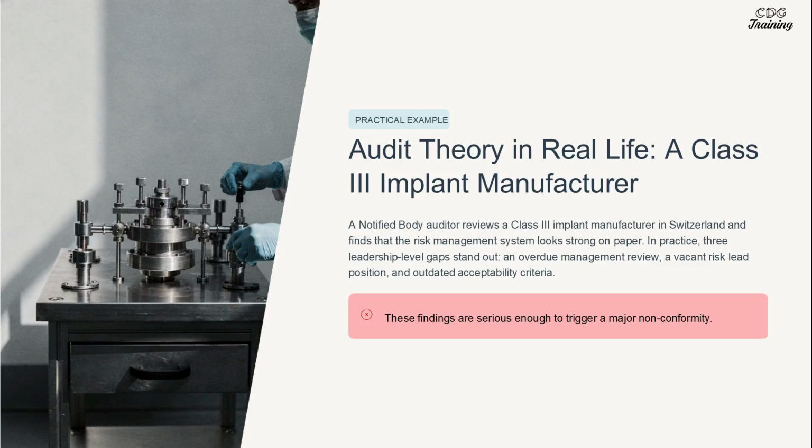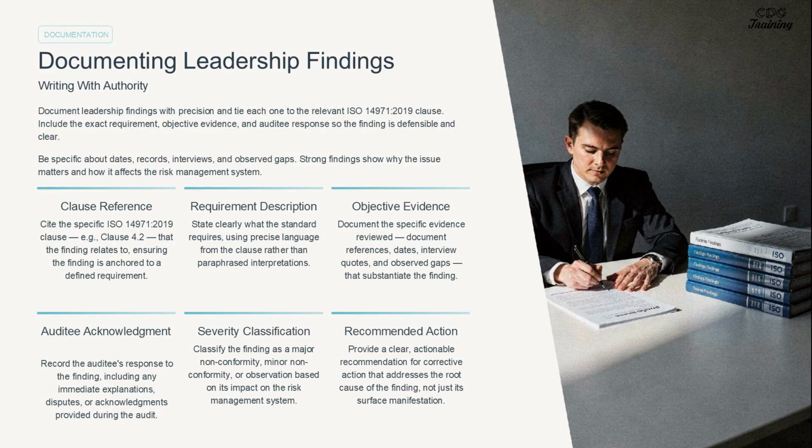A real-life example of a Class 3 implant manufacturer shows how leadership gaps and inadequate risk management can trigger major nonconformities, emphasizing the importance of thorough audits. Document leadership findings with precision, linking each to relevant ISO clauses. Provide clear evidence, recommended actions, and acknowledge the auditee's response to ensure clarity and accountability.